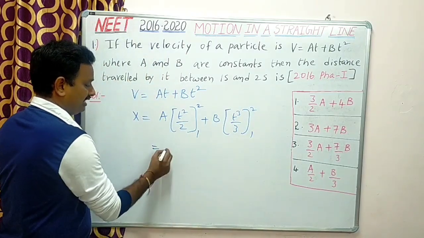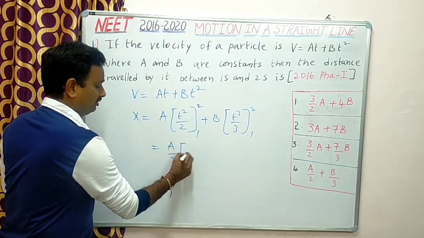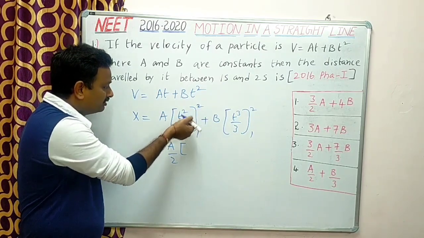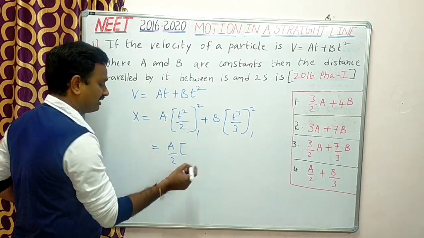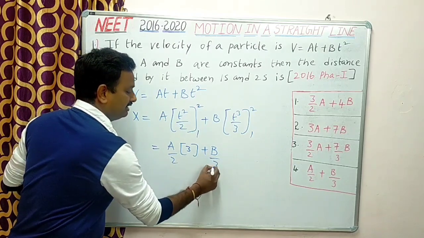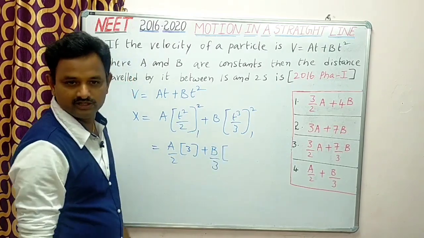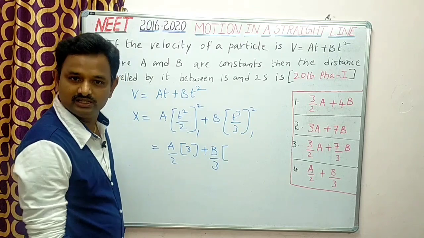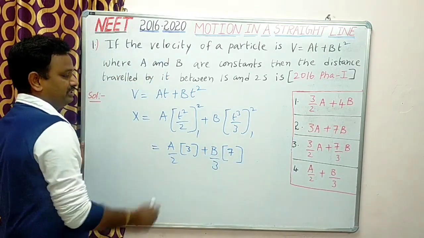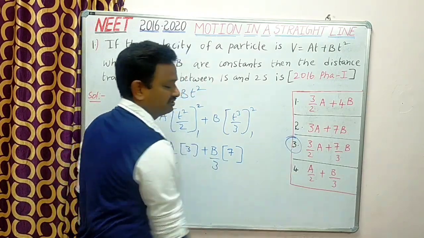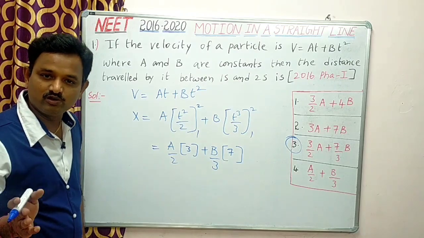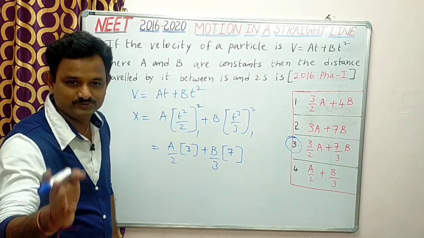So I will write here a by 2 into upper limit minus lower limit. That means 2 square minus 1 square, I will get 3 here. And next term, b by 3 into upper limit minus lower limit, that is 2 cube minus 1 cube, that is 7 I will get. So option 3 is the answer. Option 3 is the answer here. Okay, that is the shortcut for this problem. Next we will go for 2016 phase 2.